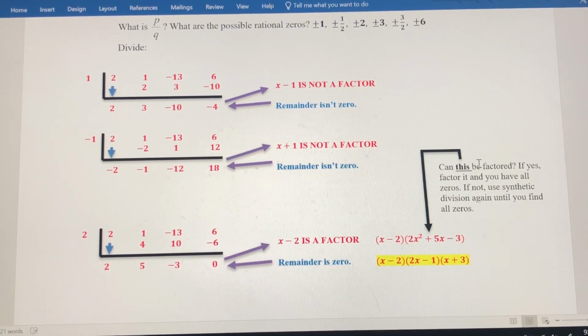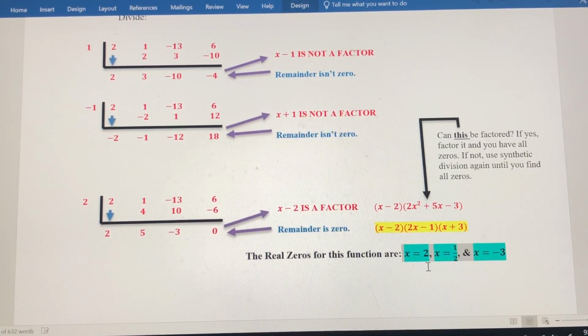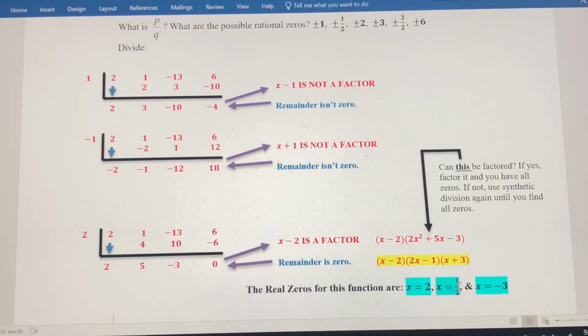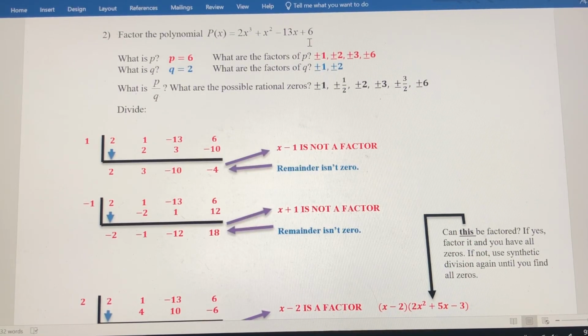So the zeros are positive 2, positive 1/2, which comes from 2x minus 1, and negative 3, which comes from x plus 3. Notice all of those are multiplicity 1. I'm not going to print that out here; you can understand all these factors occur one time, so each of these zeros has a multiplicity of 1. Notice 2, positive 1/2, and negative 3 were all part of our possible rational zeros up here. So I feel really good about these being the zeros and the factors of this polynomial function. That's how you use the rational zeros theorem to find all the zeros of polynomial functions.